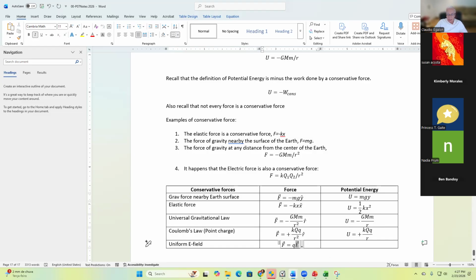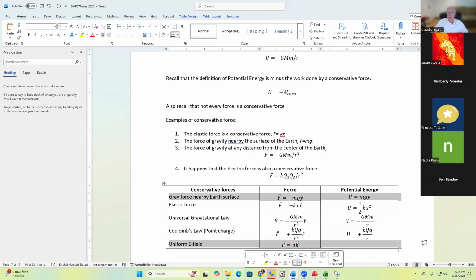But in this case, we're talking about the uniform electric field. Now, what you see right in here is very similar to what you see right in here. Here we also have a uniform gravitational field that is represented by the g nearby the Earth. The g is uniform nearby the Earth. It's always pointing in the vertical direction, towards the surface of the Earth, and it doesn't change its value nearby the Earth. So there is an important parallel between this conservative force and this other conservative force. They are both uniform.